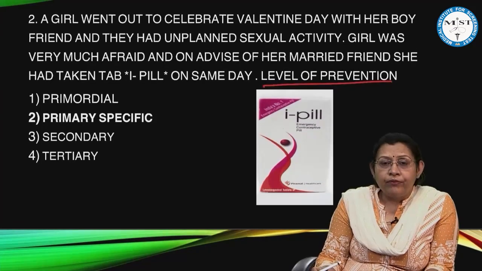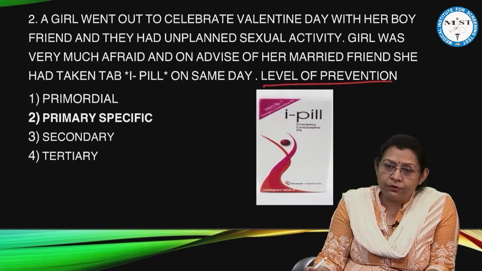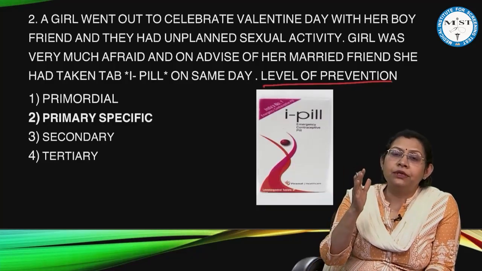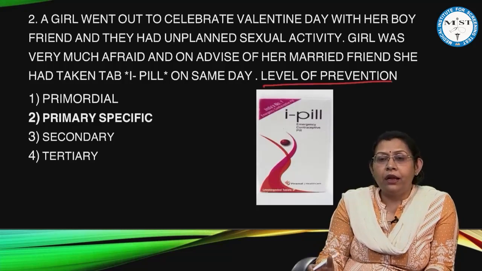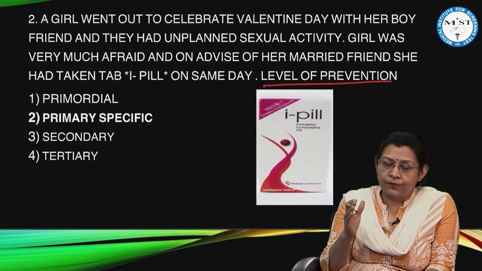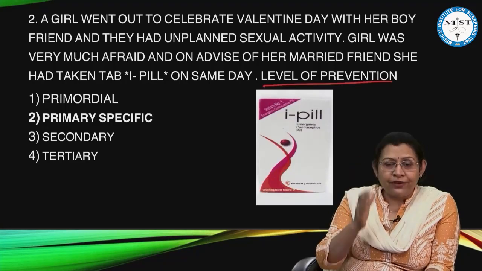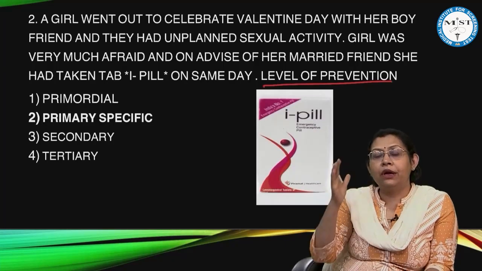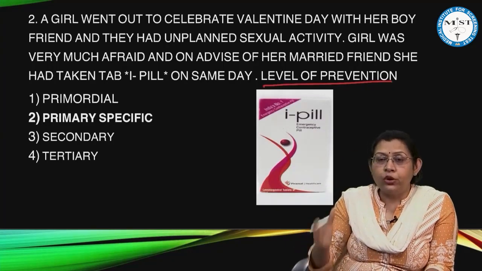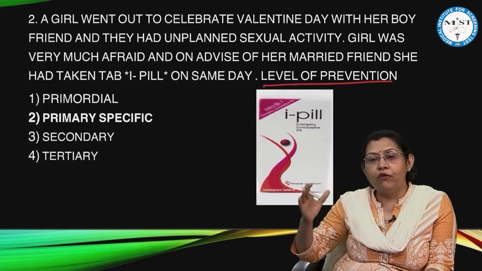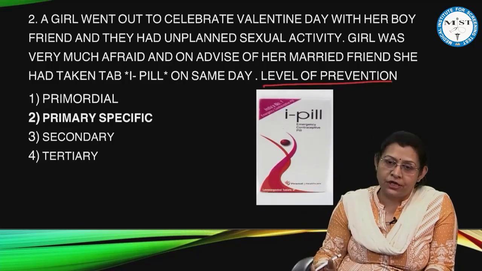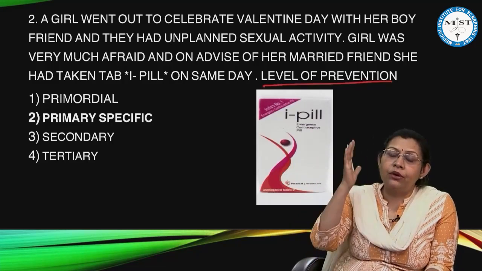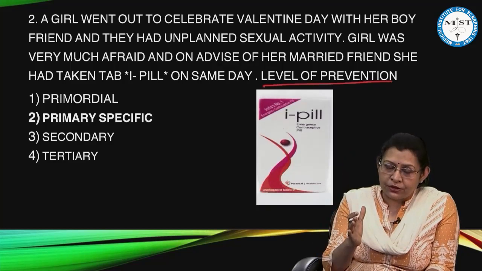Now, here if we apply our knowledge of levels of prevention, where we are using the I-Pill: I-Pill is usually used following unprotected intercourse. So, the risk factor is there, the intercourse has happened, but it has not converted into pregnancy. So, at any cost we are trying to avoid pregnancy in the presence of the risk factor. So, it is your primary level prevention.